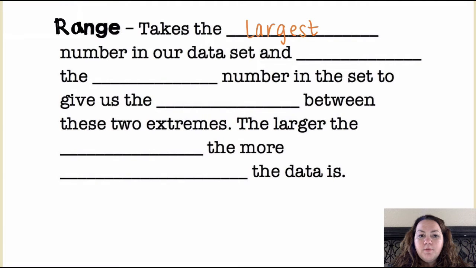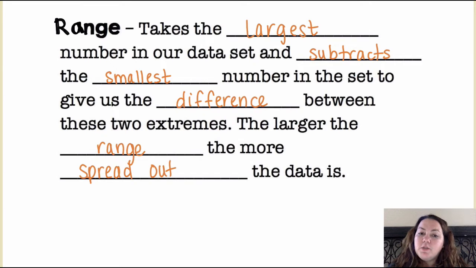Range takes the largest number in our data set and subtracts the smallest number in the set to give us the difference between these two extremes. The larger the range, the more spread out the data is.